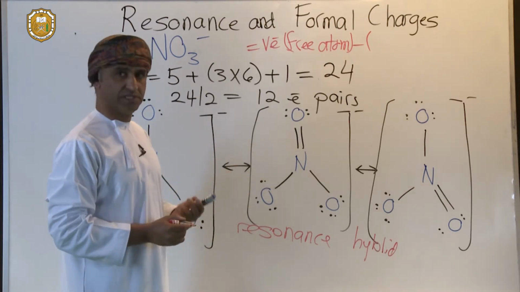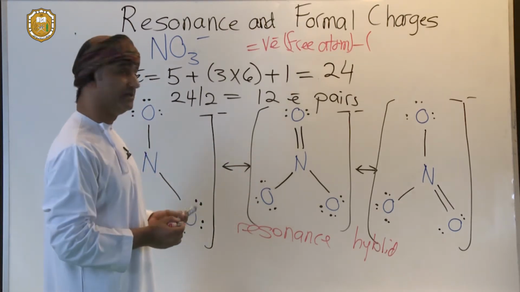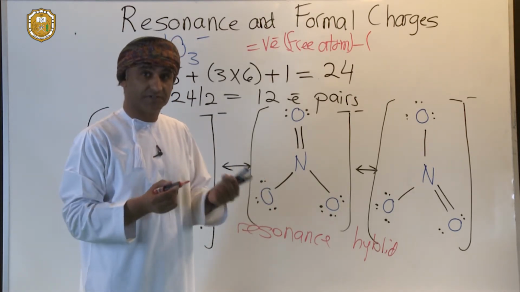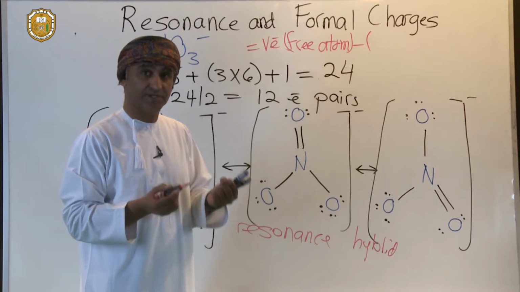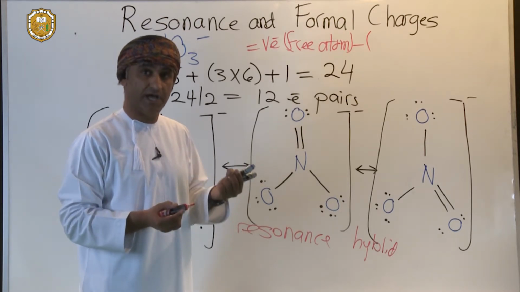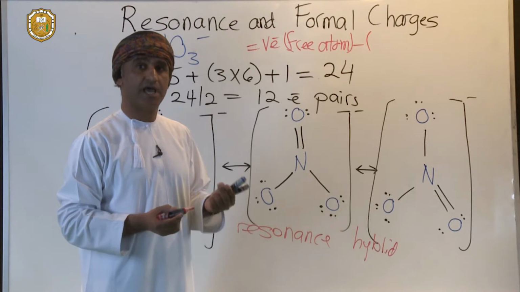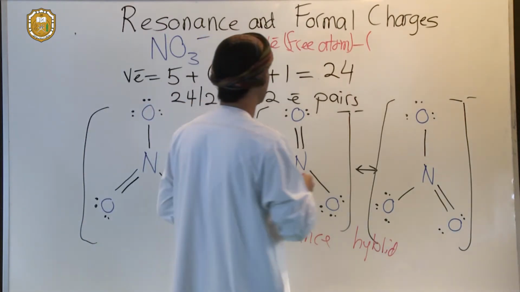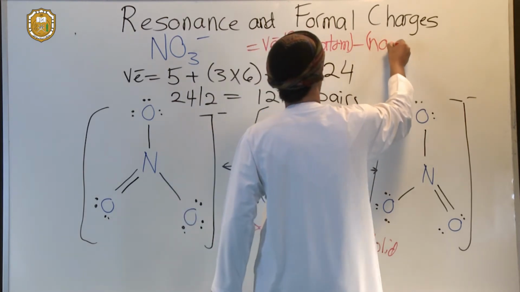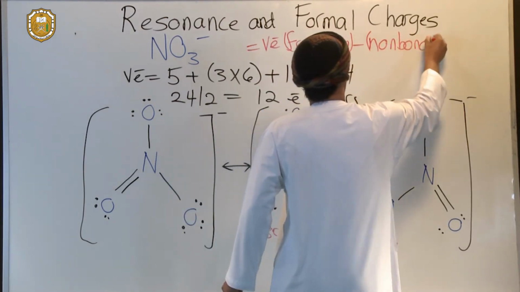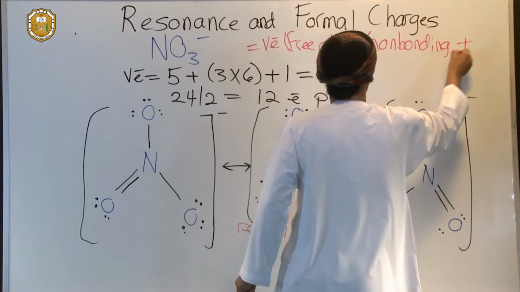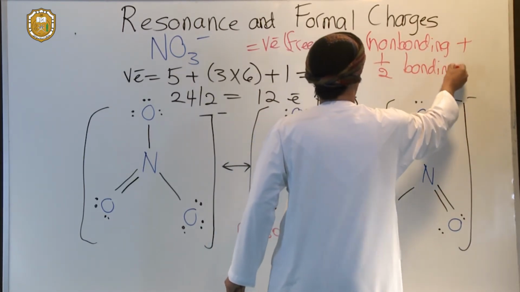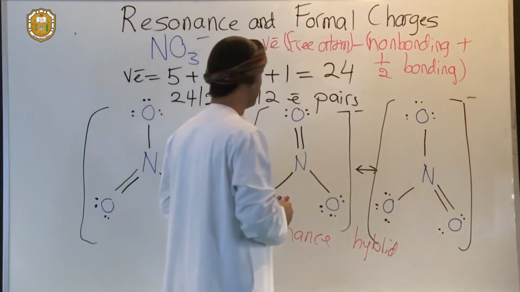To do that, we need to add up the non-bonding electrons, and then divide the bonding electrons by 2. So basically we need to add up the non-bonding electrons and half of the bonding electrons for each atom. So what we need to write here is non-bonding plus half bonding. Let's try to practice that.